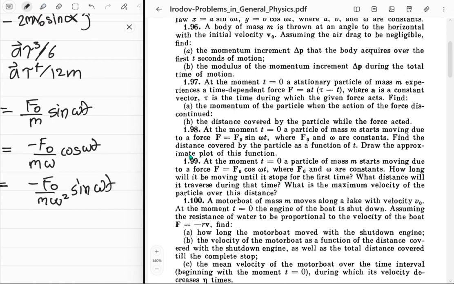Wait, that's 99. Sorry. Both of these have the same kind of thing. Okay. Find the distance covered by the particle as a function of t. Draw the approximate plot. Wait, what? You mean the distance covered? Are you serious? Oh no. Distance covered, huh? You got the displacement, but they want the distance.